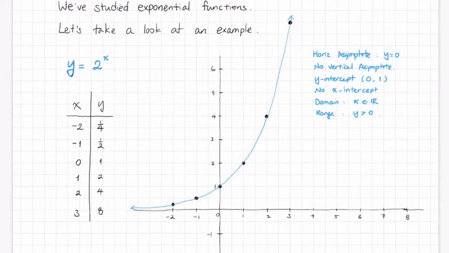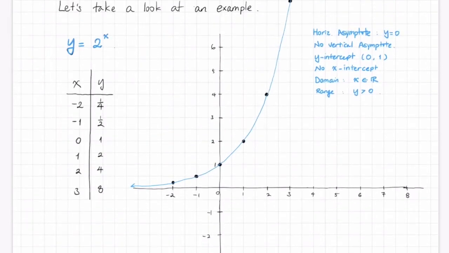Okay, so what we notice from here is that the horizontal asymptote of this function is y equals 0. So if you extend it, that's going to be your horizontal asymptote. At no point will your curve go below that or even touch it. And there's no vertical asymptote. Y-intercept is (0, 1). No x-intercept because it's not going to really touch the x-axis. Domain is going to be all real numbers, and range is y is greater than 0. So these are things that we probably already knew before today, right?